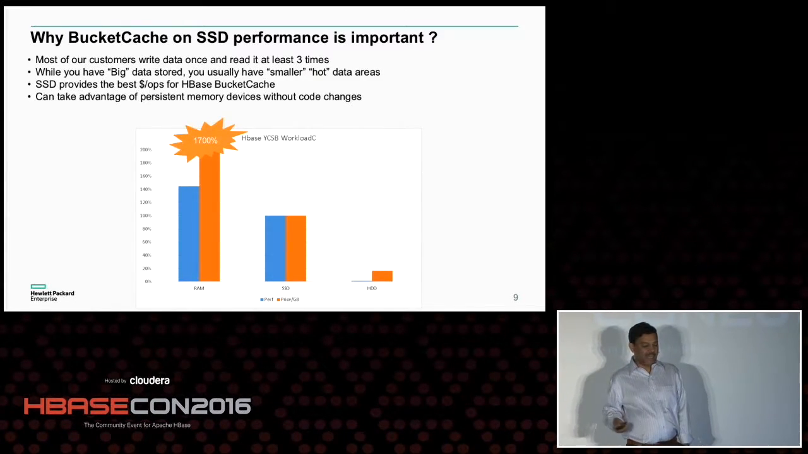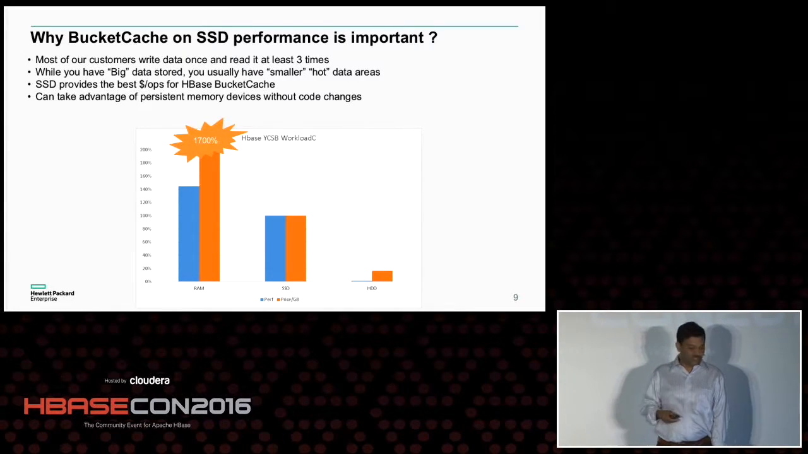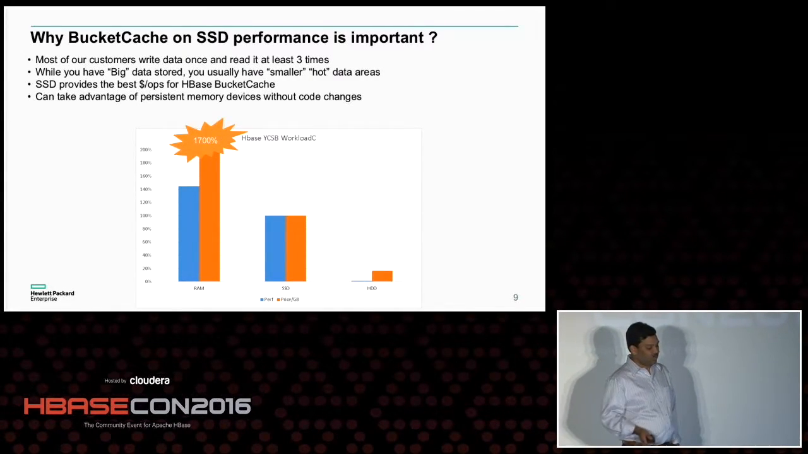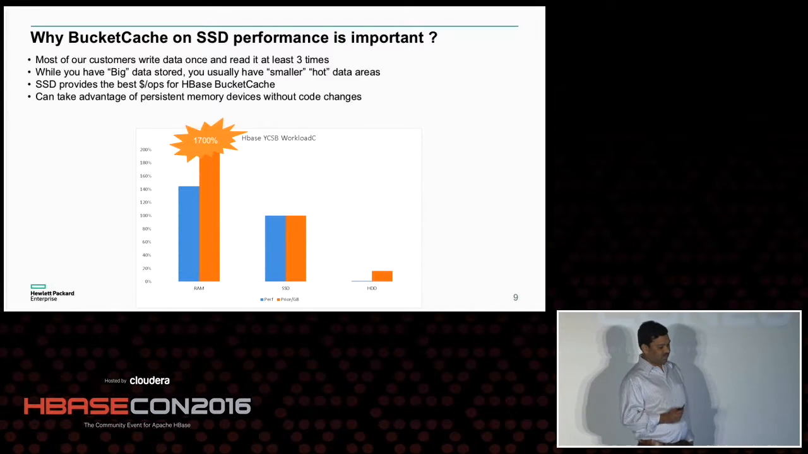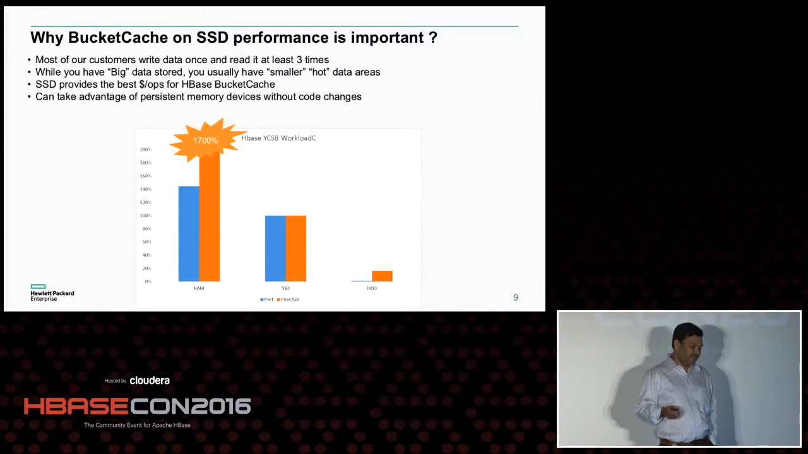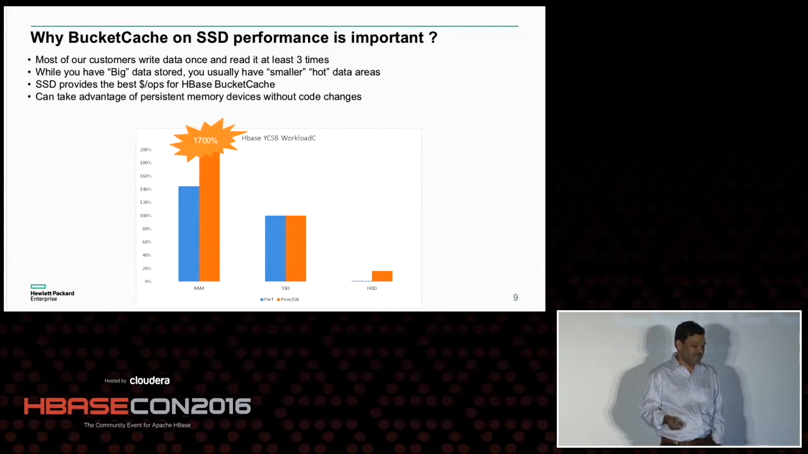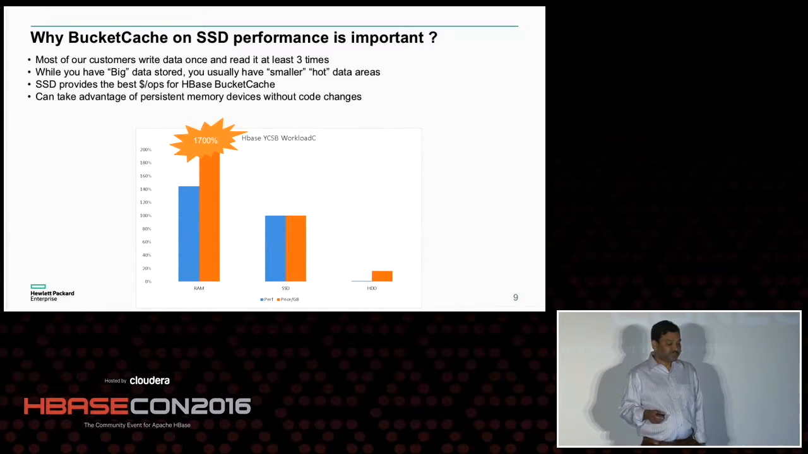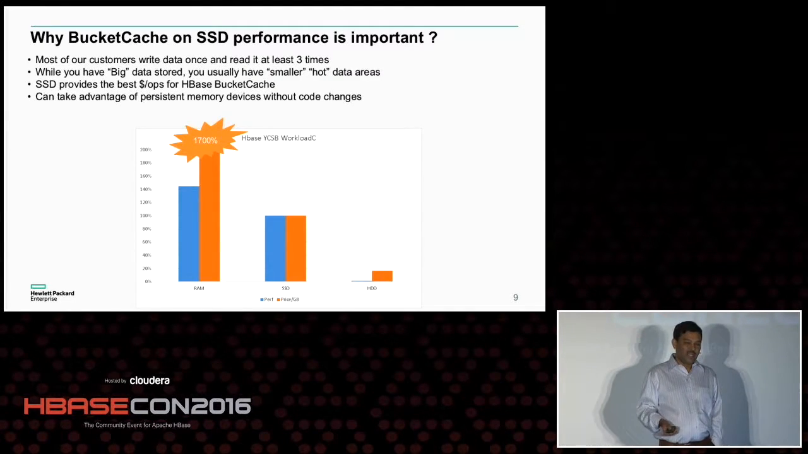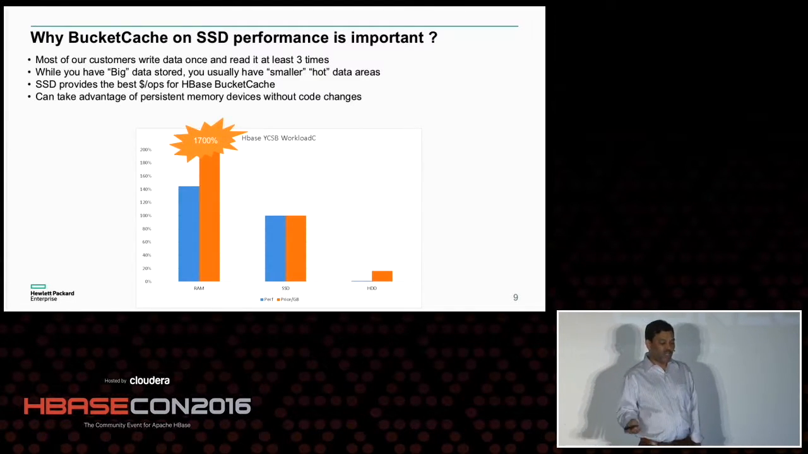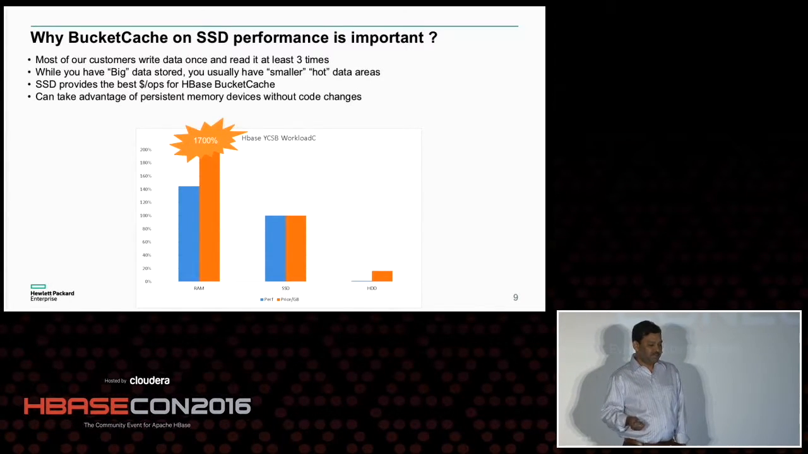We have done some study last year, and this chart shows what kind of performance SSD provides. RAM is essentially about 50% faster than SSD, but 17 times costlier, so you can imagine. Whereas the hard disk is much cheaper, on the right-hand side, but at the same time the performance is way lower, less than 20% of SSD. So SSD seems to be the sweet spot for bucket cache.